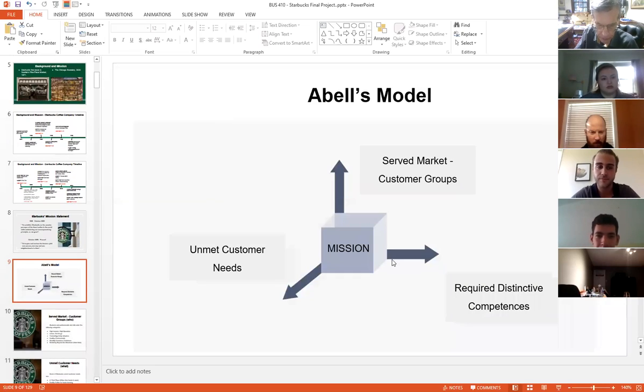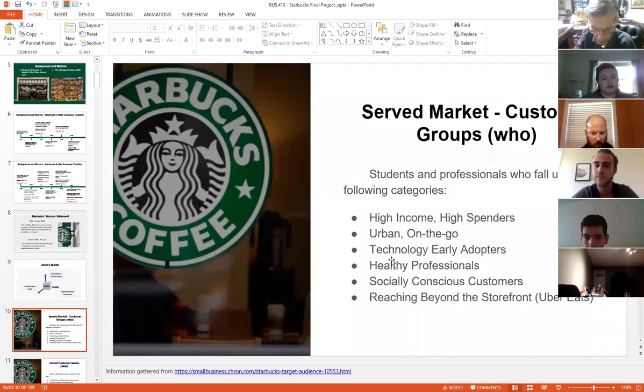Okay, and so now, here, my bad. So here we have Abel's model. We're going to focus on the three aspects of Abel's model, which are unmet customer needs, the served market customer groups, and the required distinctive competences.